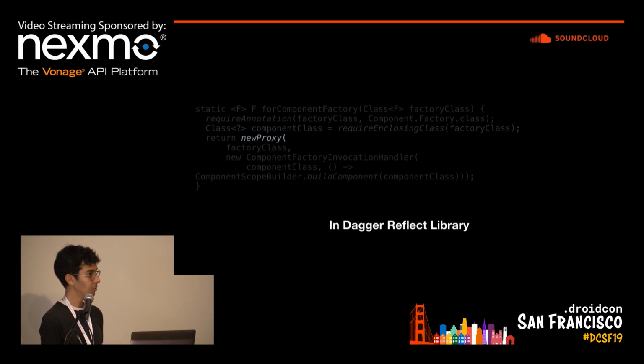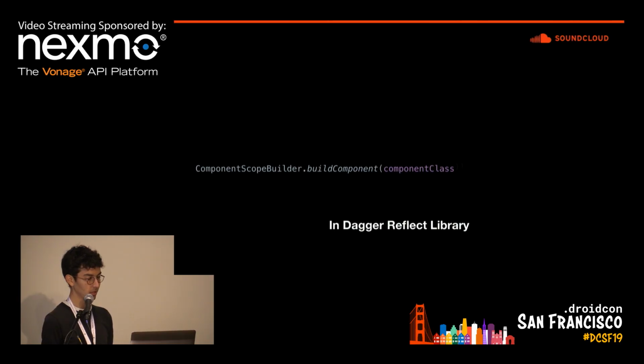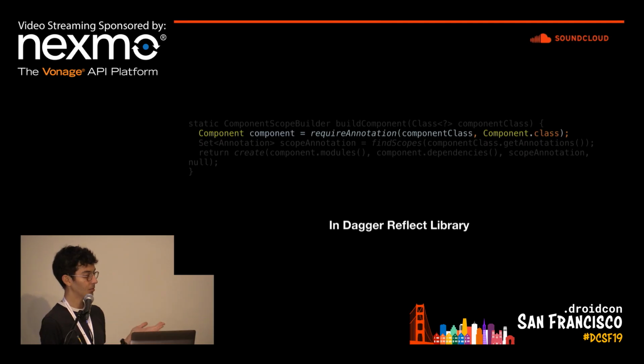And then it creates the proxy. How does it do that? Well, first it passes in the factory class. Then it creates a new component invocation handler. It gives it the name of your component class that implements your Dagger interface. And then you give it a component scope builder, which is another class that's part of the Dagger Reflect library. Let's take a look at the component scope builder. It actually looks really similar to the component invocation factory handler. First thing it does is check that the proper annotation is there.